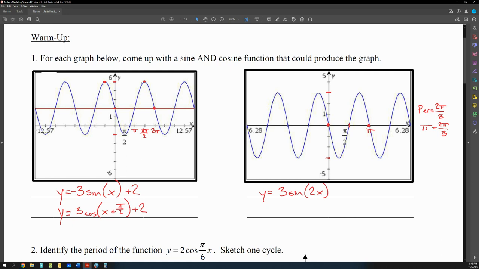Now, is this positive or negative sign? Well, we're going down from our starting point. So from the midline, we're going down to hit our minimum. So this is a negative sign function. So here's our equation, y equals -3 sine of 2x.